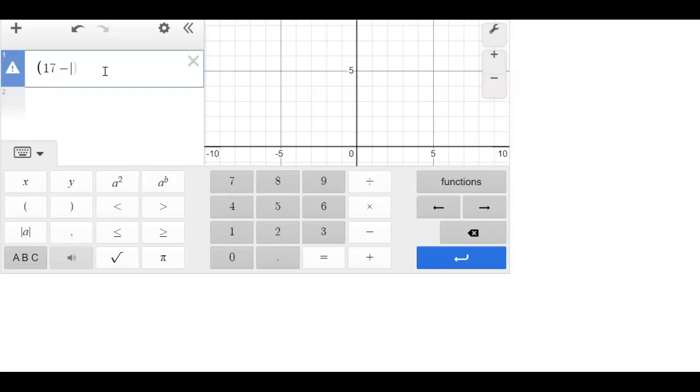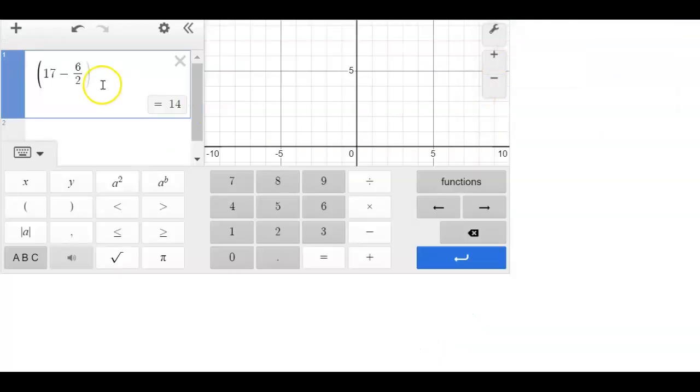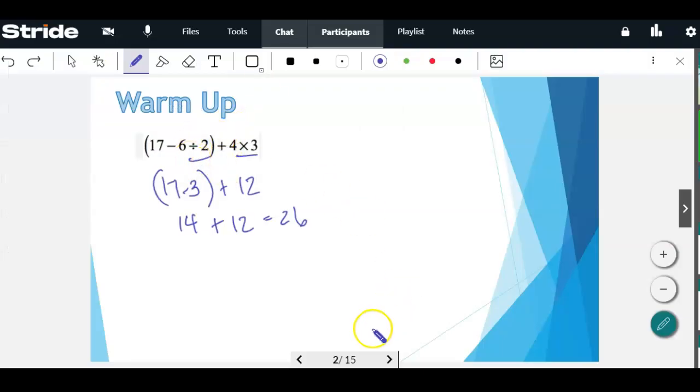Go back inside the parentheses, minus 6 divided by 2. Okay, that is correct there. Space out of the parentheses there, and then we're going to do plus 4 times 3. And there it is, 26. So you have to be careful when you're using the calculator just to make sure that it is putting in the numbers correctly, just like I had to go back and fix this part. Remember, this 6 over 2 is the same as 6 divided by 2, which is this part.